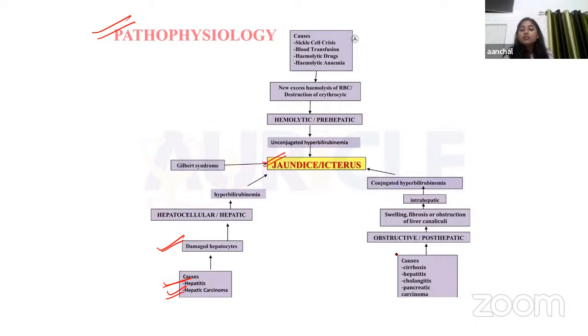Then whenever cases like cirrhosis of liver, hepatitis, cholangitis, or pancreatic carcinoma occur, they will all lead to obstruction of the bile duct, whether small bile duct or large bile duct. There will be swelling, fibrosis, or obstruction of the liver canaliculi, and it leads to post-hepatic jaundice, and there will be an increase in the level of conjugated bilirubin inside the blood.